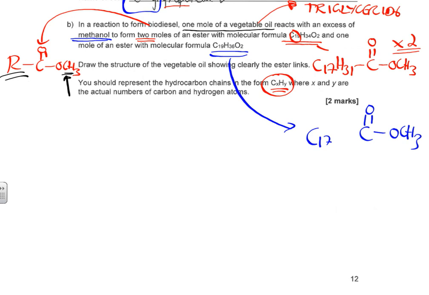I've got a few more hydrogens in this case. In fact, I've got 2 more, so it'd be C17H33. Now remember, I've only got 1 of those because the question says I've got 1 mole of the ester of that ester being formed. And actually now I can begin to build up my original triglyceride.